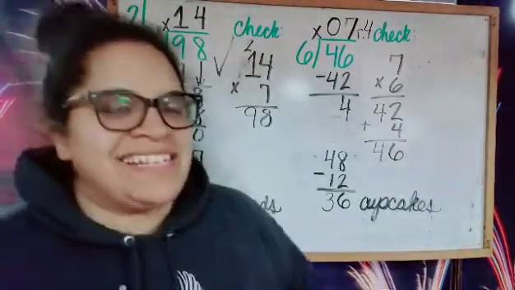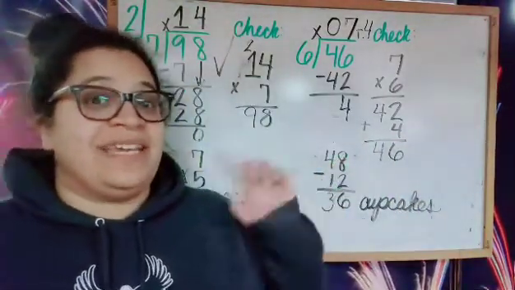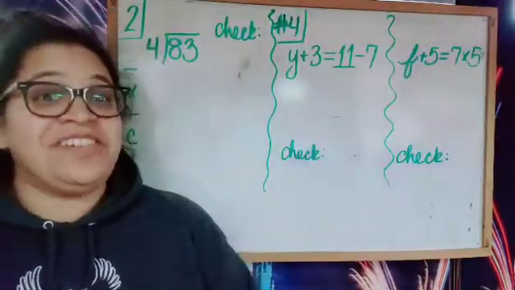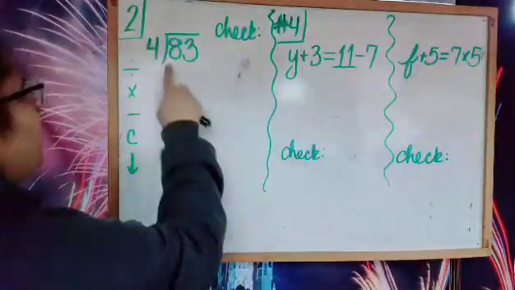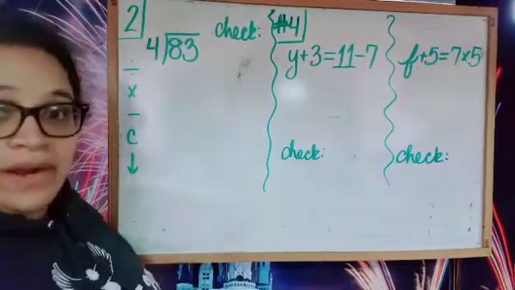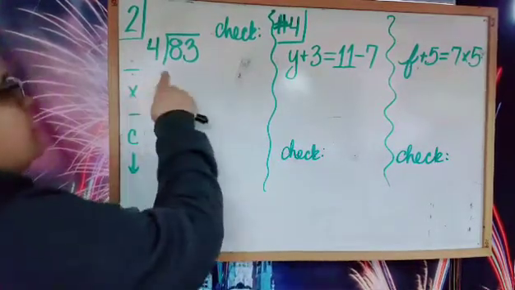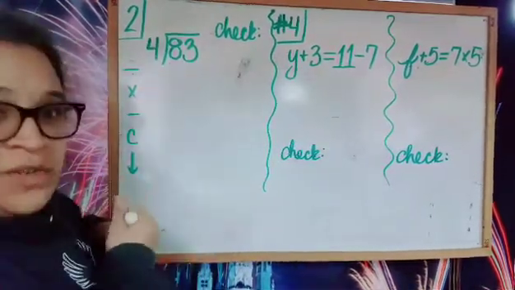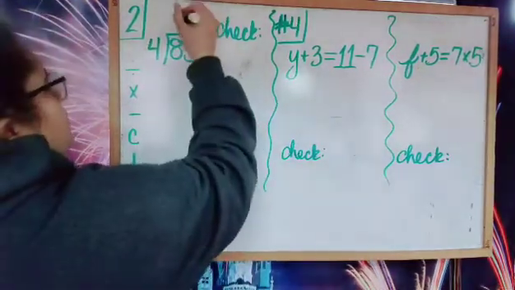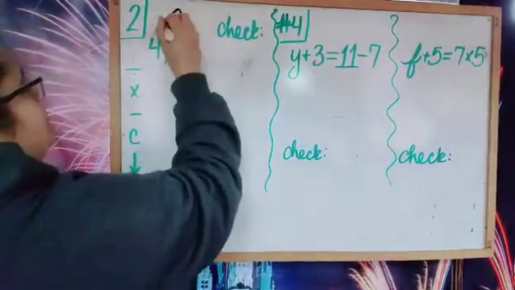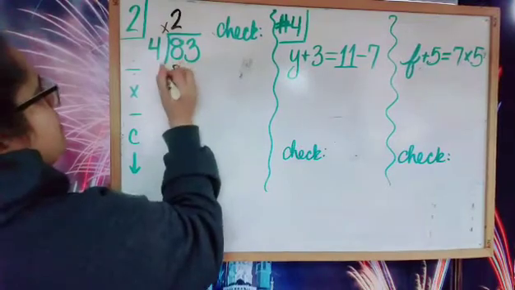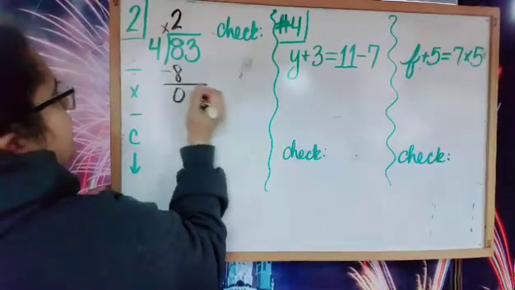All right, let's go ahead and set up 2C. Here we are on 2C. So we have 83 divided by 4. Step 1, divide. How many times is 4 going to go into 8? If you said 2, you're right. Good job. Step 2, we multiply. 2 times 4 equals 8. We subtract. We get 0.